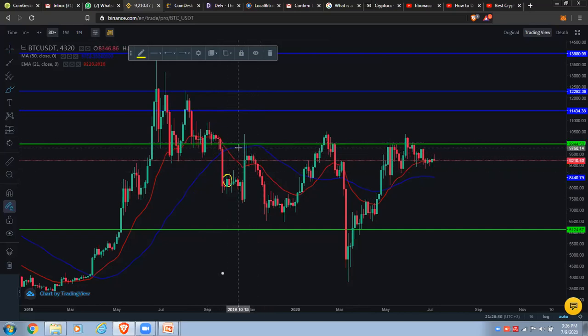Now, if they act as resistance, then a tweezer top, which is bearish, should be at the resistance. Any bearish signal should be at the resistance. Now, this is not on the resistance. Should you take it or leave it?